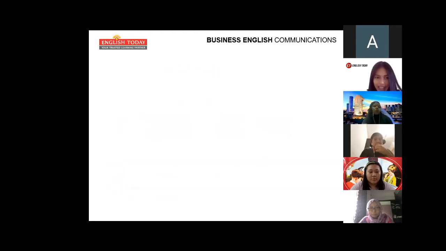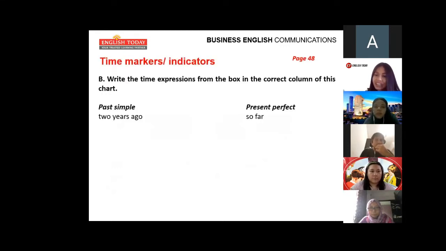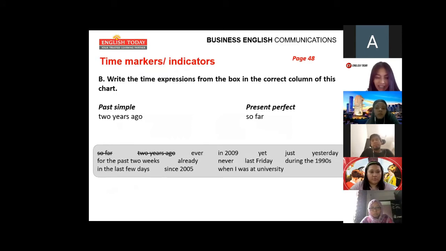Moving on to the next part, I have more time markers here to add to our vocabulary bank. If you have your module with you, great. If you left the book at the office, that's okay. Just have a look at the screen. Now look at the words in the box. We have past simple and present perfect, similar to the previous exercise. Now let's do it together.